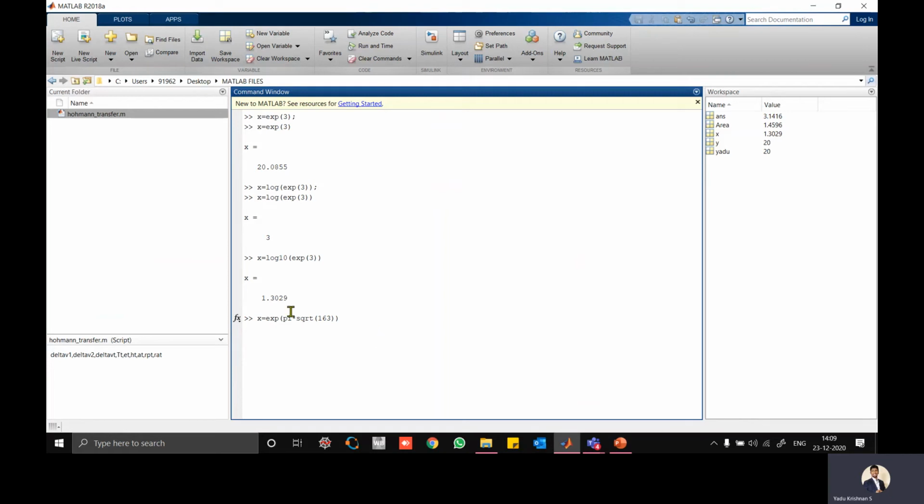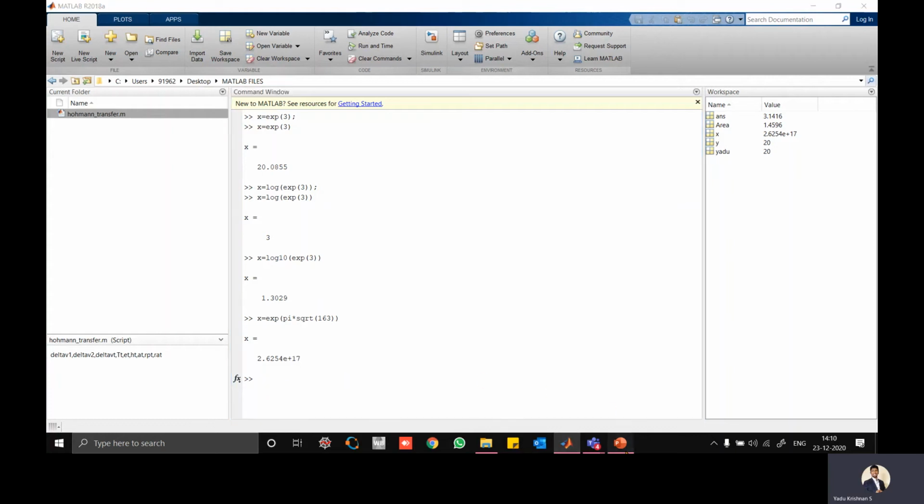So see here, this is your e raised to pi into root of 163. So pi into root of 163, and that has to be inside a bracket. So let's see what the value is. 2.6254 into e to the power 7, that is 10 to the power 17, is the answer.